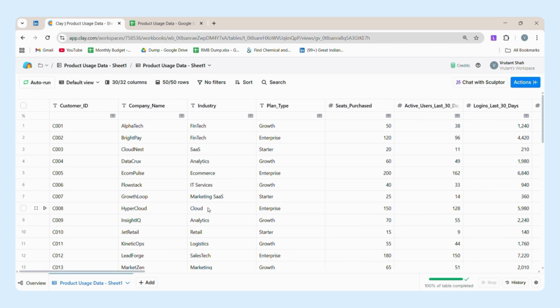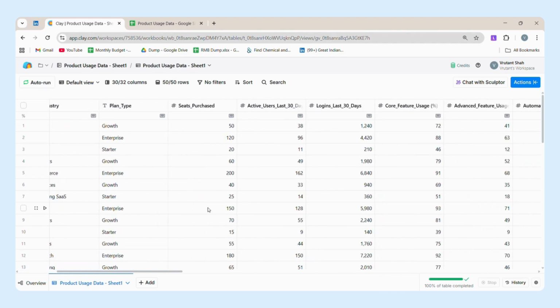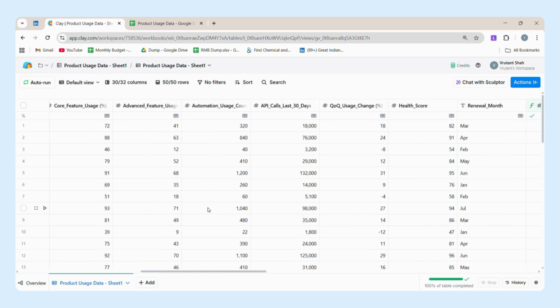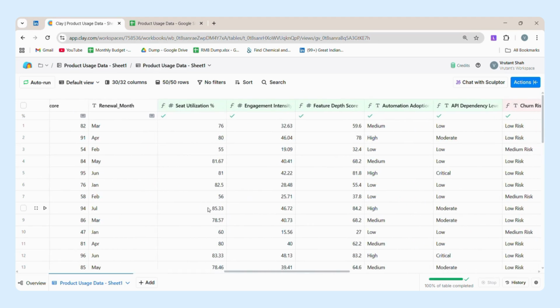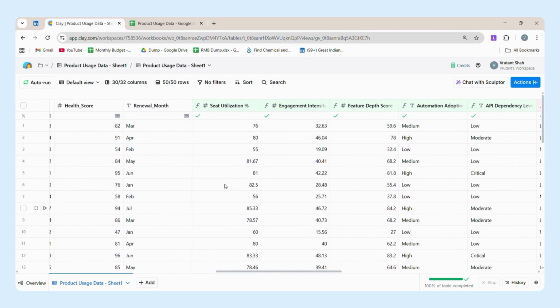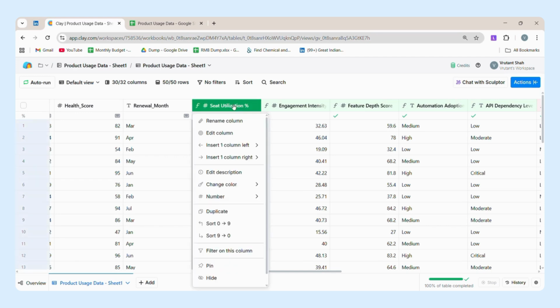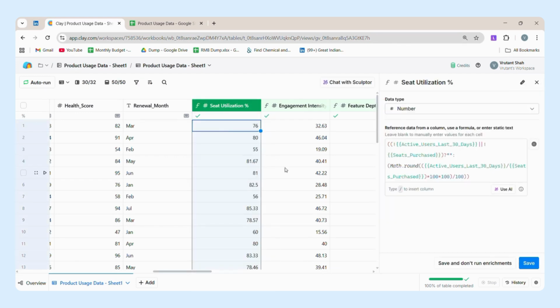Now comes the most important part. As a customer success team or as a product team, I would want to create certain metrics using this data. So what I've done is I've used Clay's formula generator to have my data points or my metrics defined. First, I wanted to check the seat utilization. Now, ideally, if you want to do this, you can either have the direct input of, say, active users divided by the seats purchased, in terms of a percentage, to give you that output.